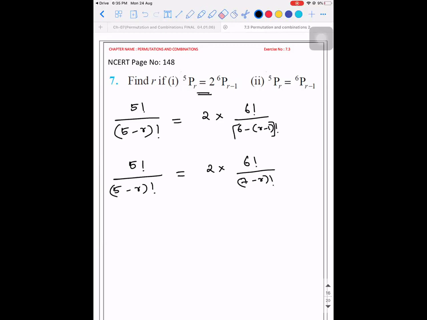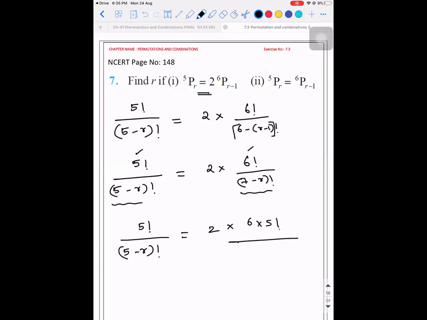So this is the tricky part. You need to know how to solve. So how to proceed? Out of 5 factorial and 6 factorial, 6 factorial is big. Out of (5 minus r) factorial and (7 minus r) factorial, which one is big? Obviously, (7 minus r) factorial is big. So it will be 5 factorial divided by (5 minus r) factorial is equal to 2 into 6 into 5 factorial, the whole divided by (7 minus r) into (6 minus r) into (5 minus r) factorial.